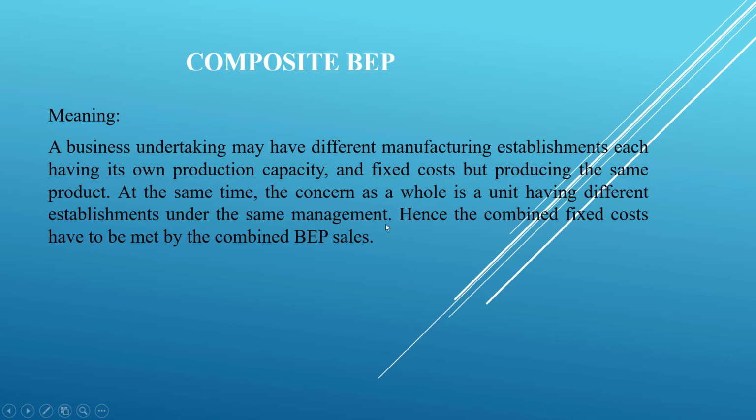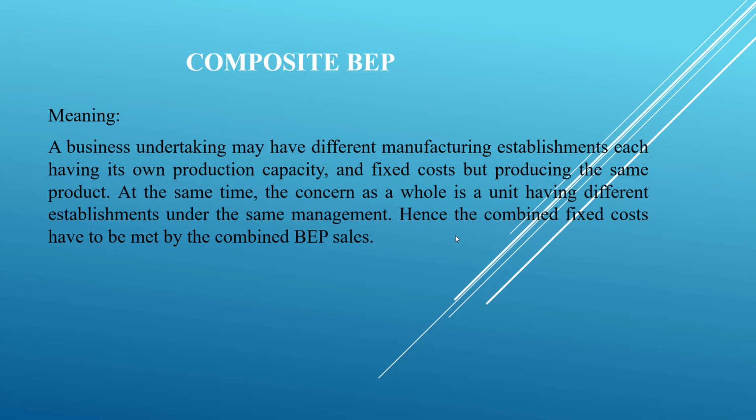Composite BEP is about different manufacturing establishments, each having its own production capacity, that is, how much the company can produce. They might have certain fixed costs in that production center. So, keeping in mind all those costs, when the fixed costs and the sales of the company are combined together, and the contribution is combined together, that is called composite BEP. Composite means together or combined.